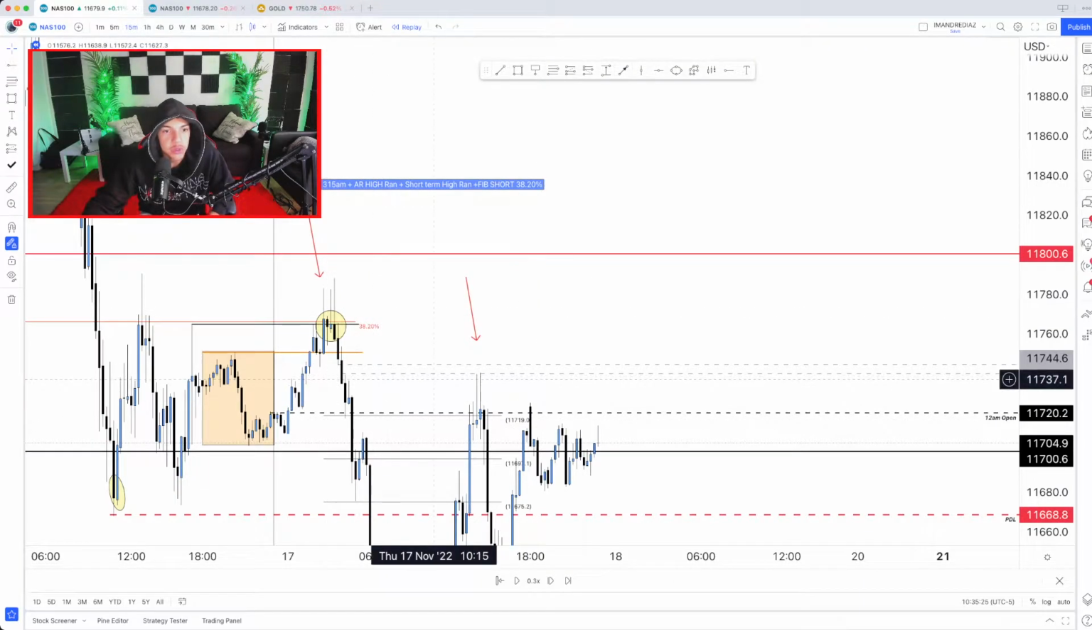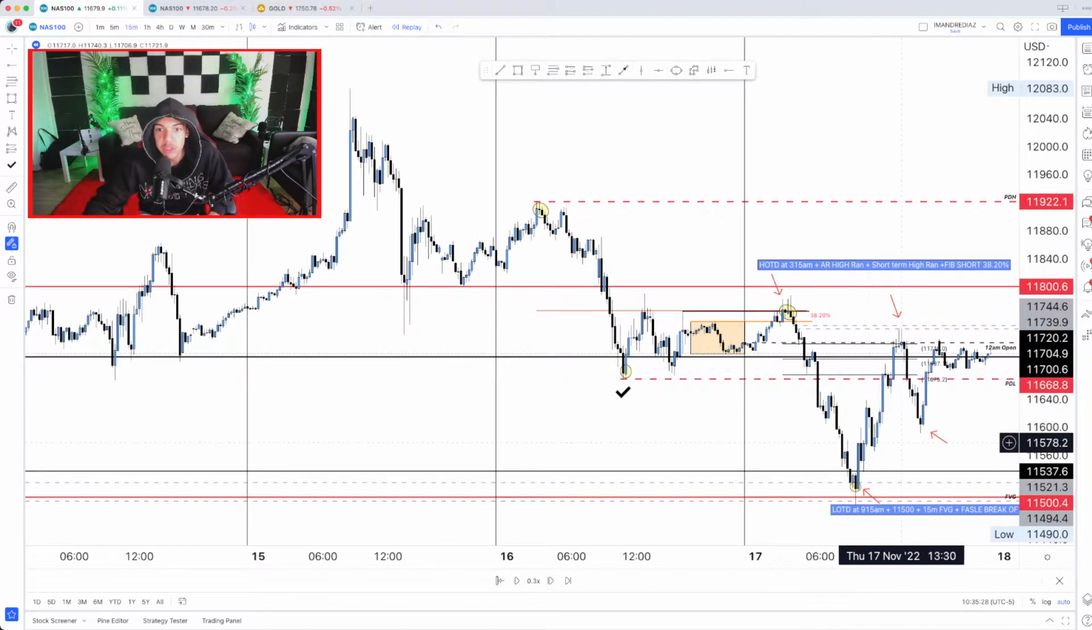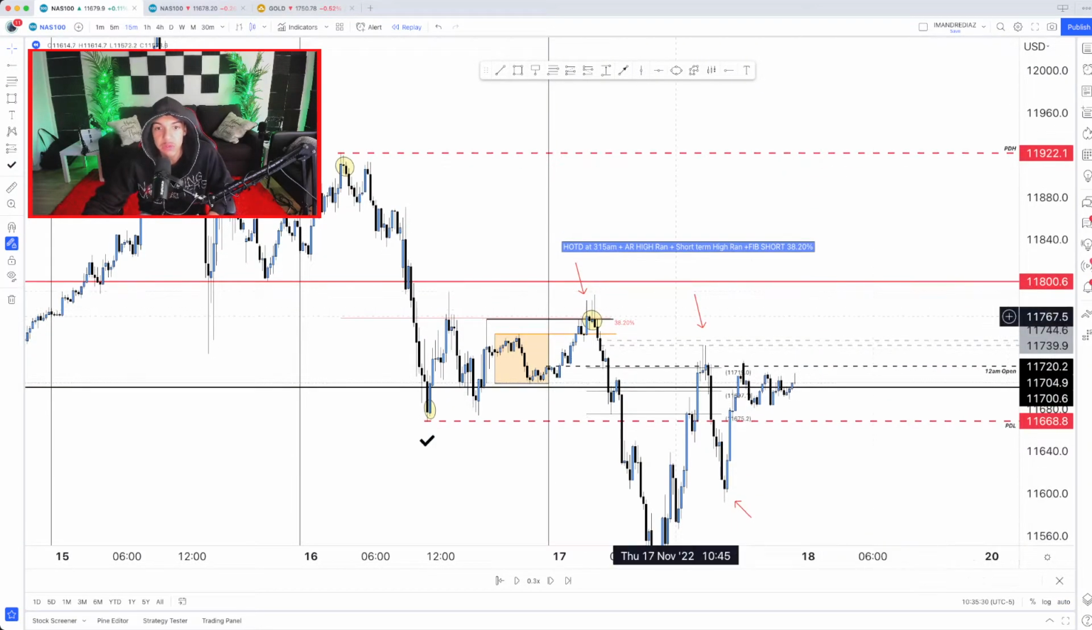So we see this gap here, and there's one on the 1 hour. That is what price tapped into. It didn't go into it, but it tapped into that fair value gap on the 15-minute. Now that's important to know. Why? Because this is still a move that you can catch.